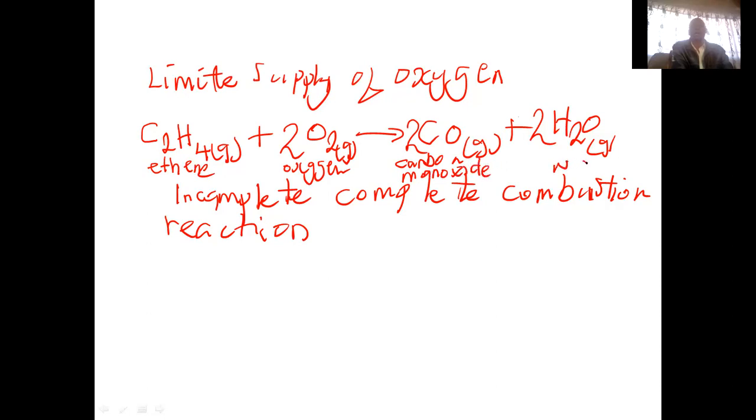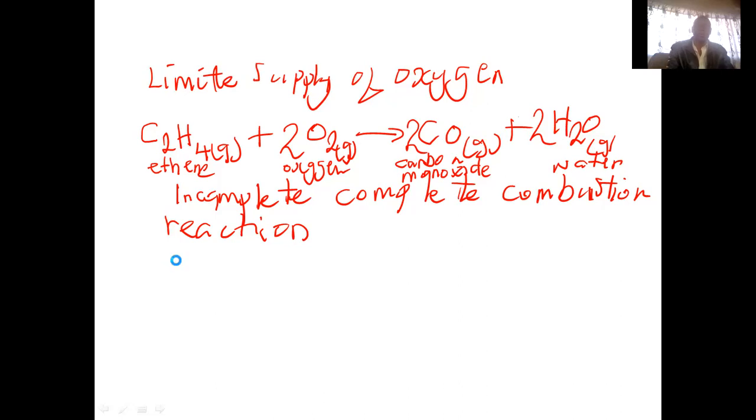And you have water actually produced. This is the reaction for incomplete combustion, meaning that the supply of oxygen was not adequate in this burning process.